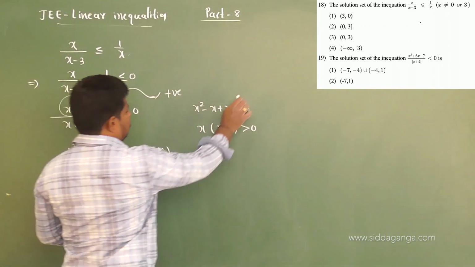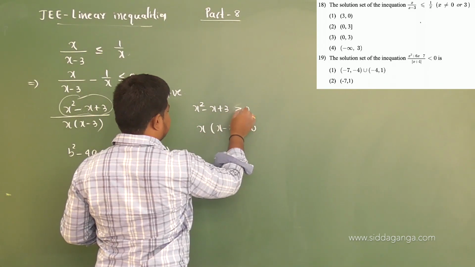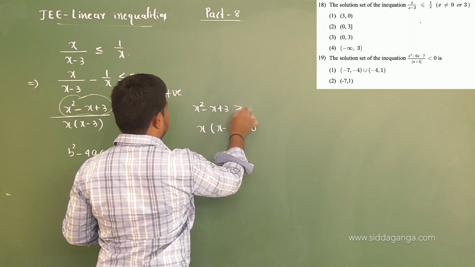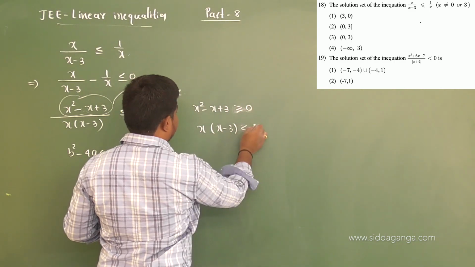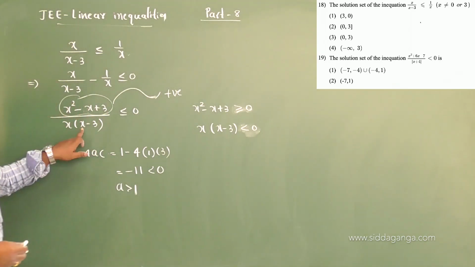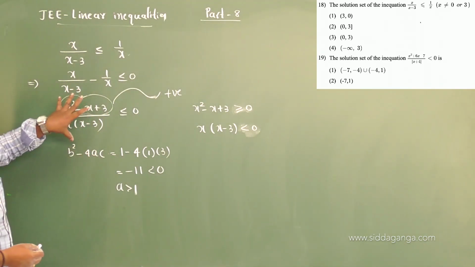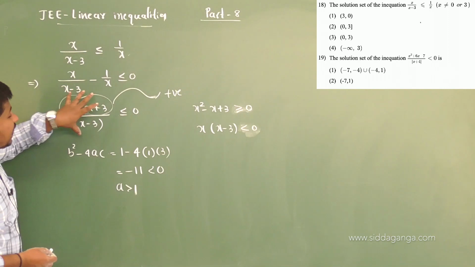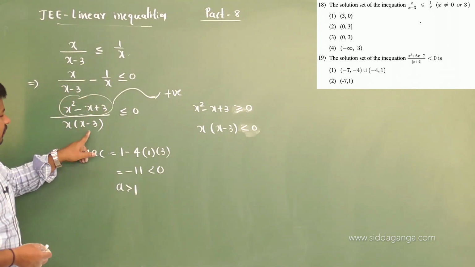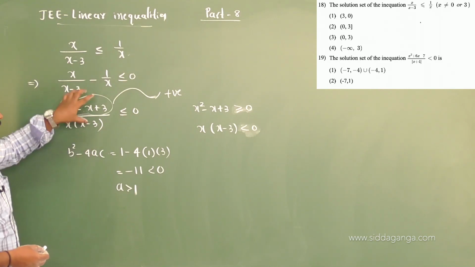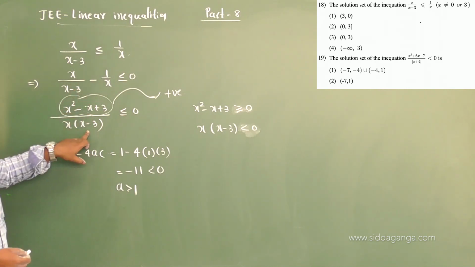So, sorry, this is positive or equal to 0, this is true, this is proved now, and hence this should be negative. So, denominator should be negative. This is negative only when either numerator is positive and this is negative, or this is positive and this is negative. Anyway, this is positive now, so the denominator should be negative.